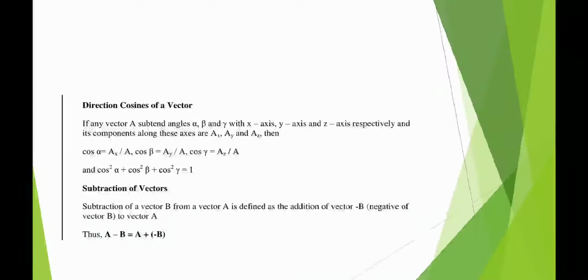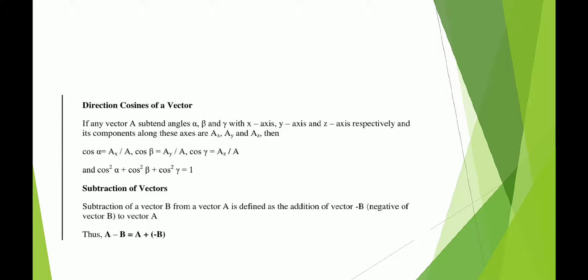Direction cosines of a vector. If any vector A subtended angles alpha, beta and gamma with x-axis, y-axis and z-axis respectively, and its components along these axes are ax, ay and az, then cos alpha is equal to ax by A, cos beta is equal to ay by A, cos gamma is equal to az by A, and cos square alpha plus cos square beta plus cos square gamma is equal to 1.